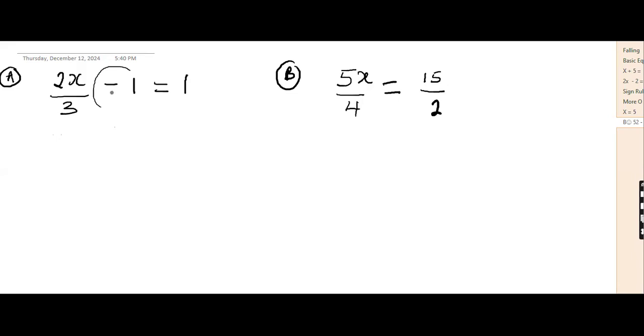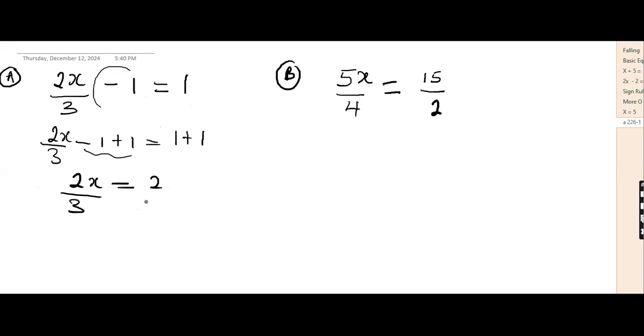This is minus 1, so we're going to add 1 to both sides. In other words, we have 2x over 3 minus 1 plus 1 equal to 1 plus 1. We added 1 to this side and we added 1 to this side, so that we get rid of this, right? So now we have 2x over 3 equal to 2.